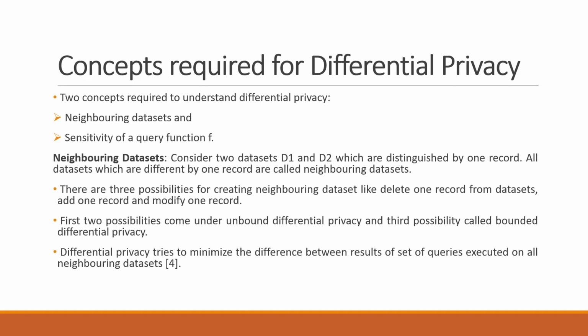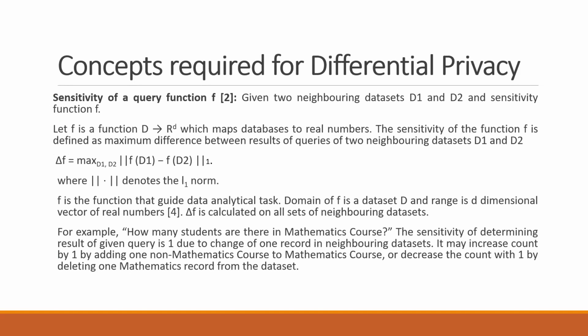So there are different possibilities for creating the neighboring data set. First, we can add the data of one individual into one data set, and second, we can delete one record from the data set. These two possibilities come under unbounded differential privacy. And the third possibility is we can modify the record of one individual, which comes under bounded differential privacy. So differential privacy basically tries to minimize the difference between the results of queries executed on all neighboring data sets.